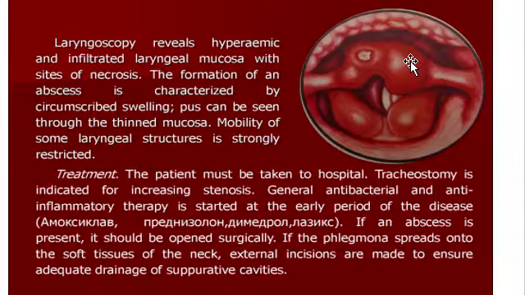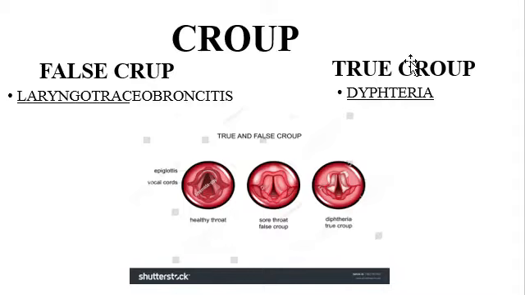The patient must be taken to hospital. Tracheotomy is indicated for increasing stenosis. General antibacterial and anti-inflammatory therapy is started at the early period of the disease. If an abscess is present, it should be opened surgically. If the phlegmona spreads onto the soft tissues of the neck, external incisions are made to ensure adequate drainage of suppurative cavities. Now about the croup.